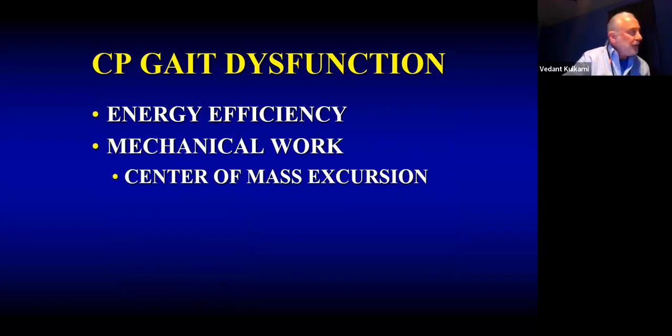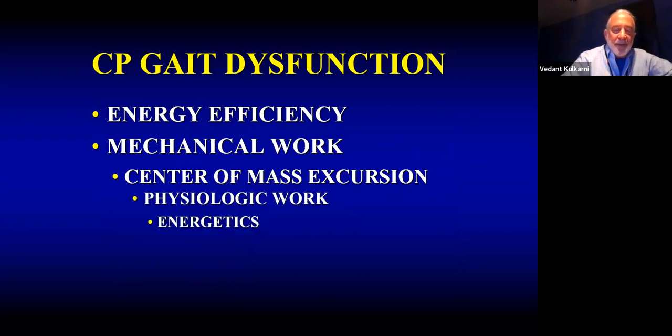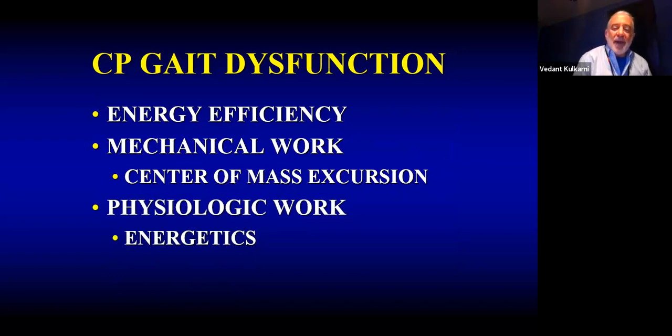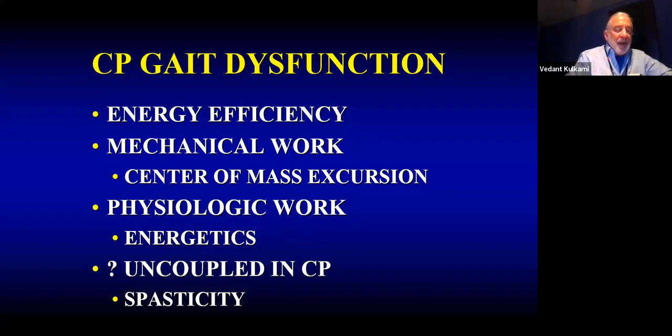Energy efficiency, as measured by Inman, he focused on mechanical work, specifically the excursion of the body's center of mass. These days, we're able to do assessments of physiologic work through energetic analysis. I told you that these two are probably tightly coupled in typical gait. I think they may be uncoupled in CP because of the complex movement disorders, where spasticity, for instance, disrupts the relationship between mechanical work and physiologic work. That's a topic of debate in the field.